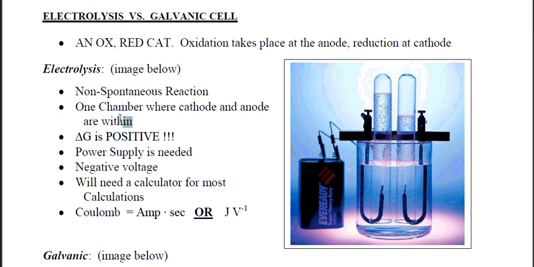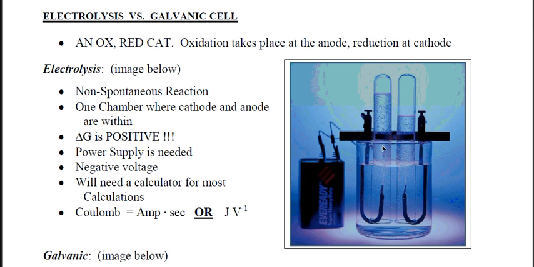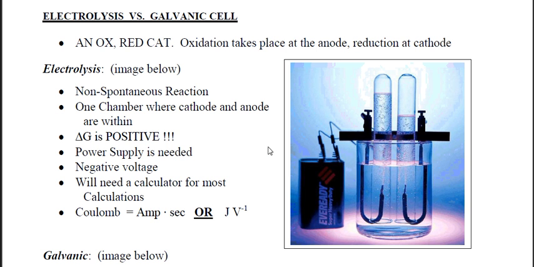Also, another thing that you'll notice about an electrolysis reaction is it takes place within a single chamber, or one chamber. You'll notice again in the picture that I have both the cathode and the anode within the same beaker on this simple apparatus. And I believe I had this apparatus set up for you in class where you could look at it. But both of the test tubes were in the same solution here, and you'll see a difference with the galvanic cell.